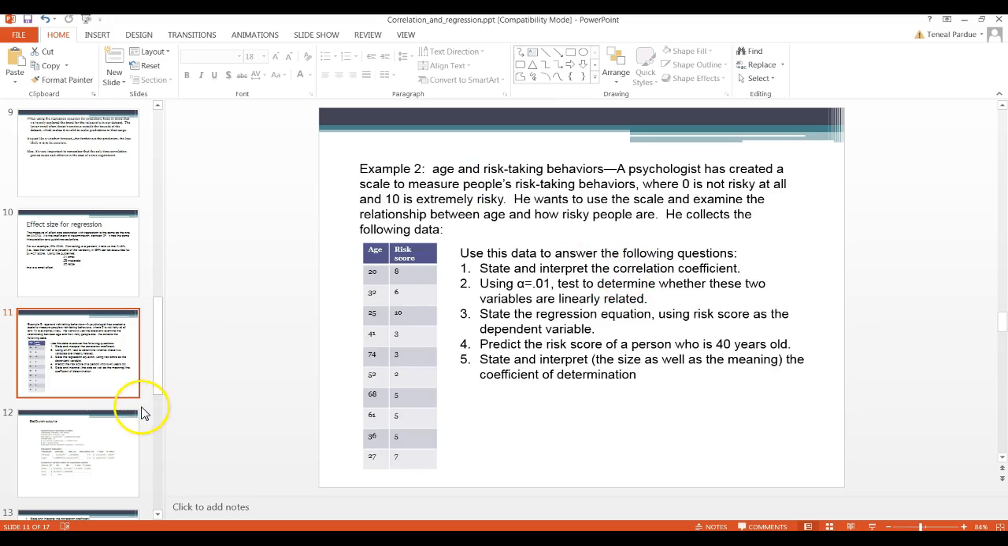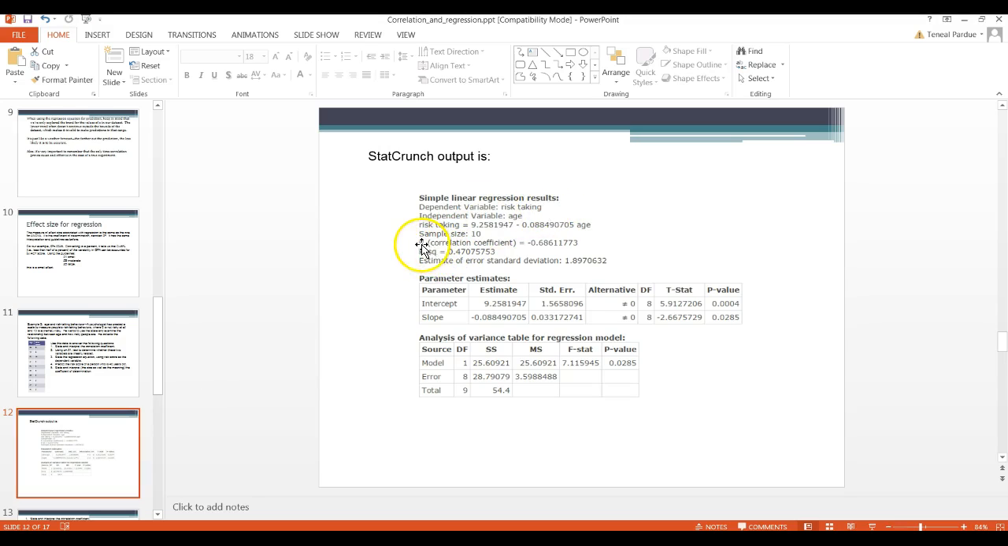So on question 1, state and interpret the correlation coefficient. R here is negative 0.6861. That's going to be a strong negative correlation. So that tells us that there is a strong relationship between age and risk-taking. And it's negative, which means as age goes up, risk-taking goes down.